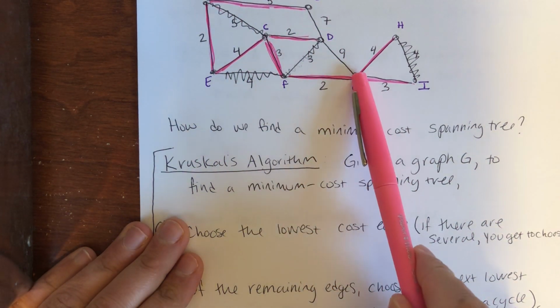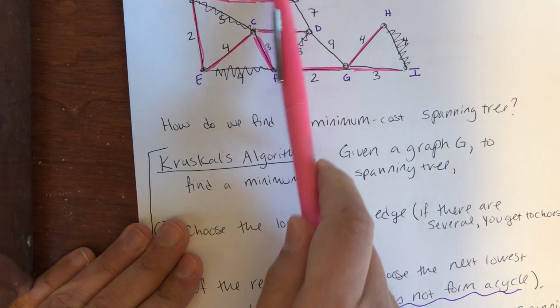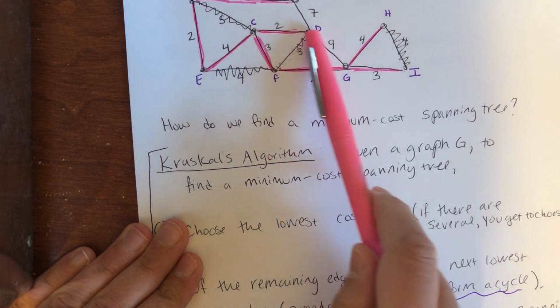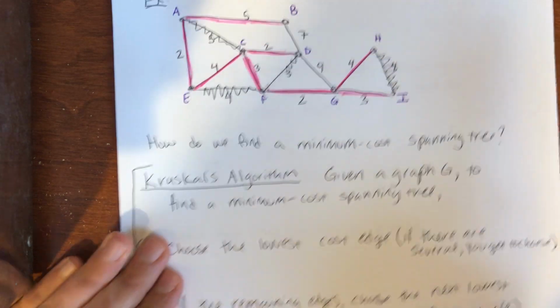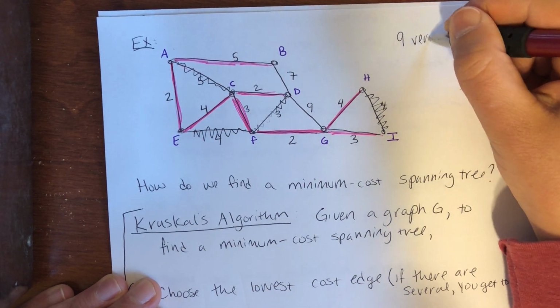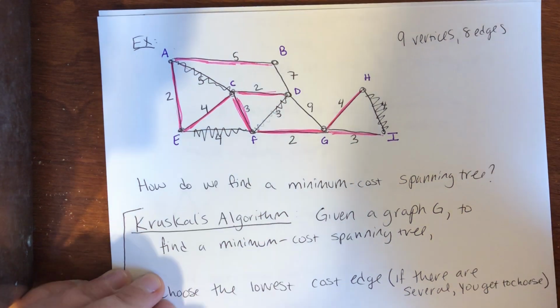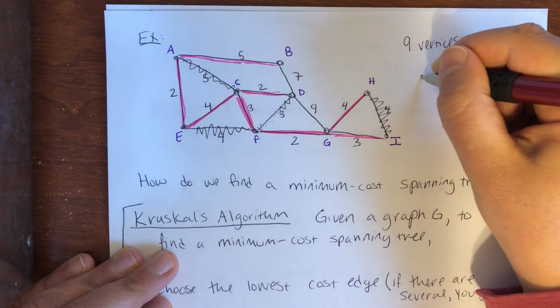And I believe at this point I'm done, because in total we had 1, 2, 3, 4, 5, 6, 7, 8, 9 vertices in the graph, and we've chosen 1, 2, 3, 4, 5, 6, 7, 8 edges. So our spanning tree has 9 vertices and 8 edges. It's connected, so it's going to be a tree.